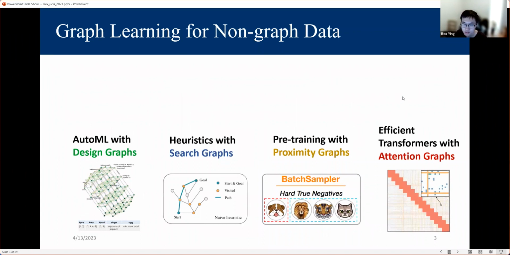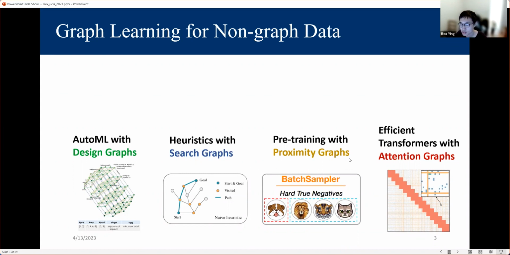Here I'm going to list four of the topics that I'm going to share today. One of them is using graph learning for AutoML, using something we construct called design graphs. The second one is also related to search, where we learn heuristics using a graph structure to go from a start to a destination very efficiently. We use graphs to learn to do that in real-world road data, for example.